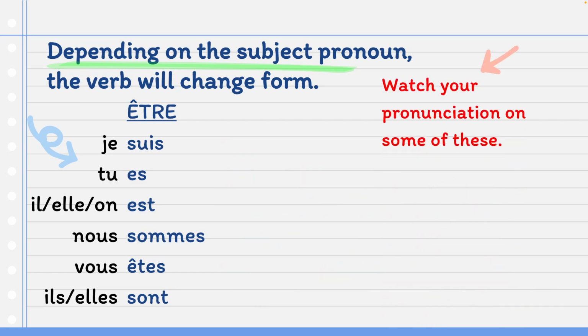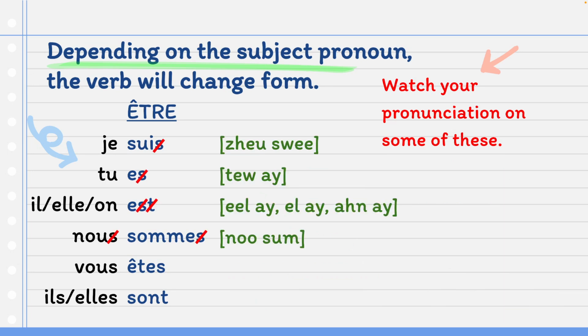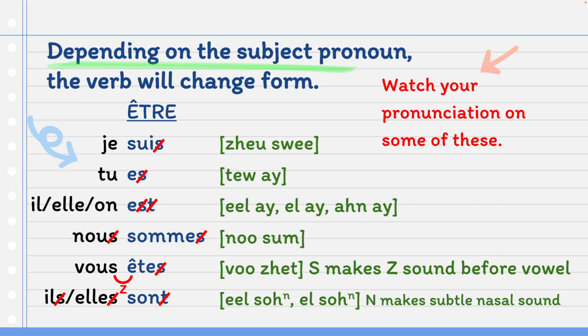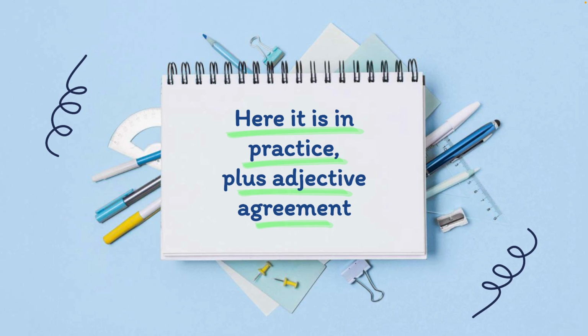Careful with your pronunciation. So notice we don't say the final consonants on these. So let's hear them again. Je suis, tu es, il est, nous sommes, vous êtes, ils sont, elles sont. Now we do say the S on vous because it's followed by a vowel. Now let's hear it in practice, plus some adjective agreement.